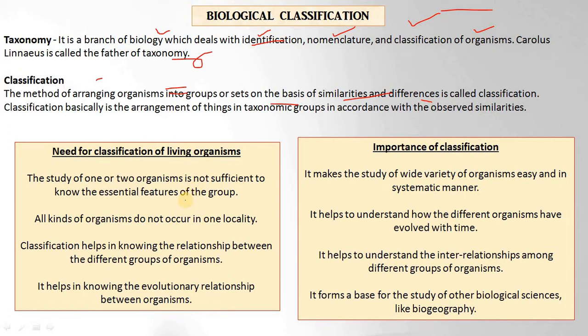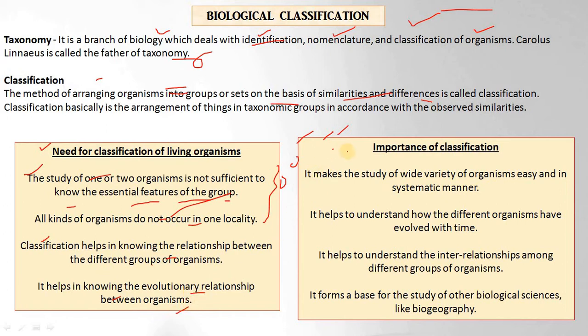The purpose of biological classification is to organize the vast number of known plants into categories that could be named, remembered, and studied. So, what is the need for classification of living organisms? The study of one or two organisms is not sufficient to know the essential features of the group. All kinds of organisms do not occur in one locality. Classification helps in knowing the relationship between the different groups of organisms. It helps in knowing the evolutionary relationship between the organisms.